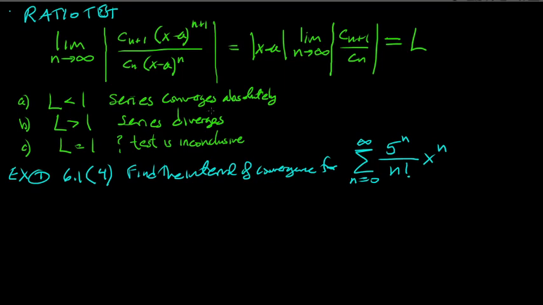We should recognize that this fraction is our Cn. So Cn is just 5 to the n over n factorial, and a is 0, so this is centered at x equals 0. Like I say, most of them will be, but not all.